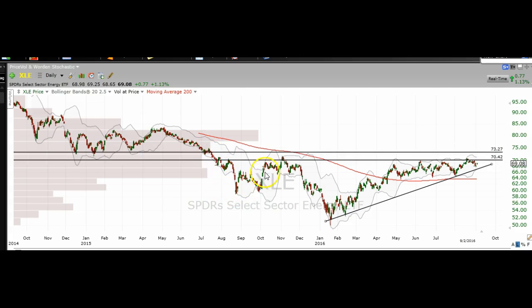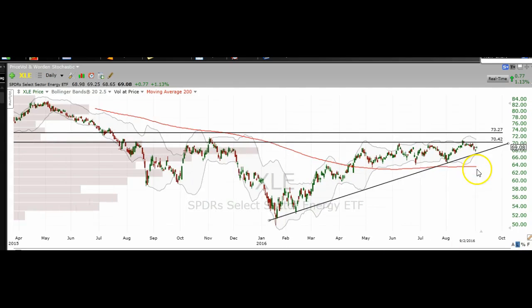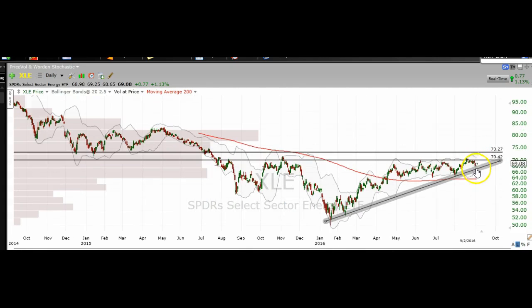You can see that now we came back, retested, rejected, again another retest here, and we keep on getting rejected. So you can tell that this is a key level here for XLE. We've got support from this uptrend line right here, and we're right at this level. So definitely constructive look, but just understand we are below a lot of resistance.